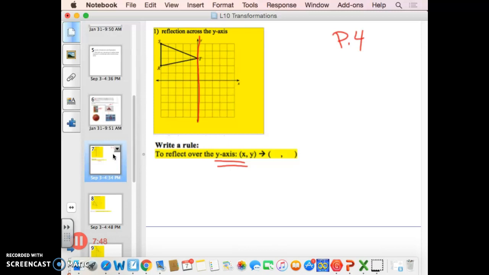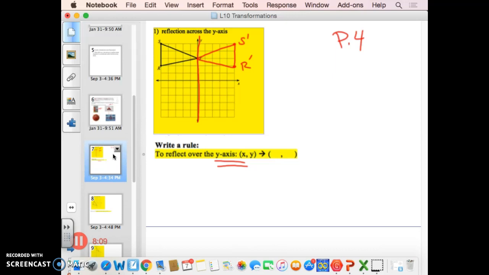So if S is here, S prime is going to be here because it's 5 away, 5 away. If R is here, R prime is going to be here. And T, because it's on the line of reflection, is going to stay exactly where it is. Okay, so my new image is right here. But let's write a rule for this.